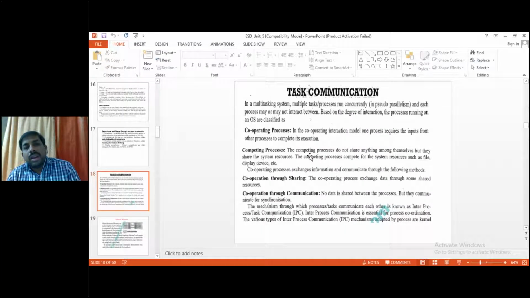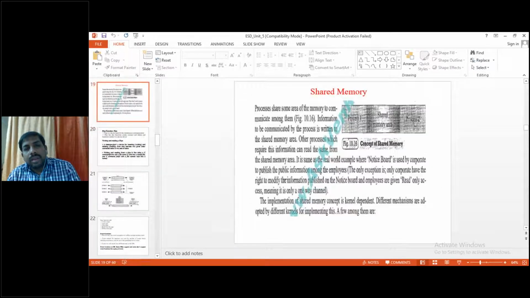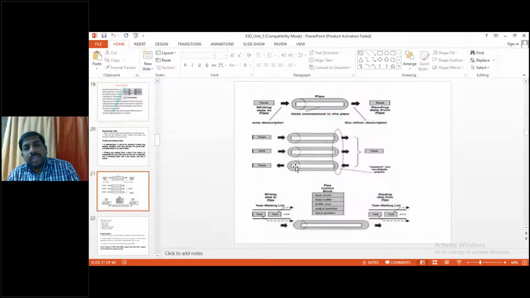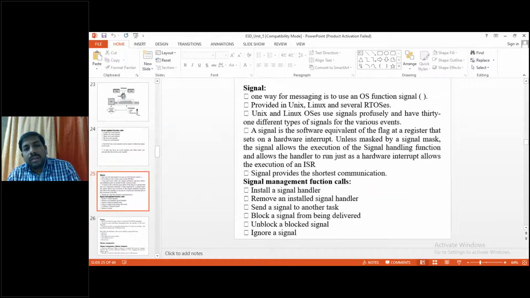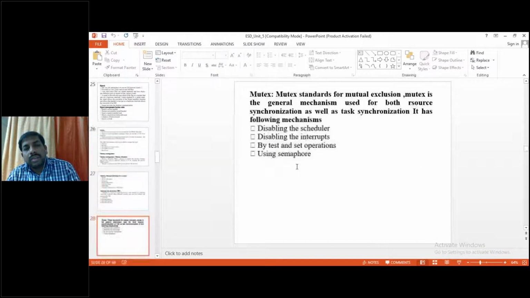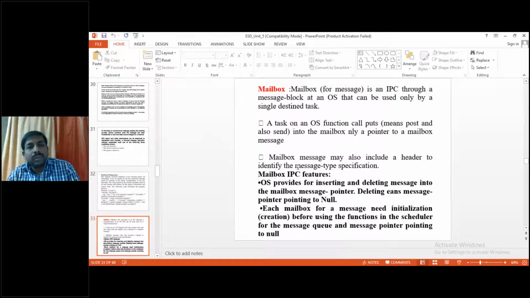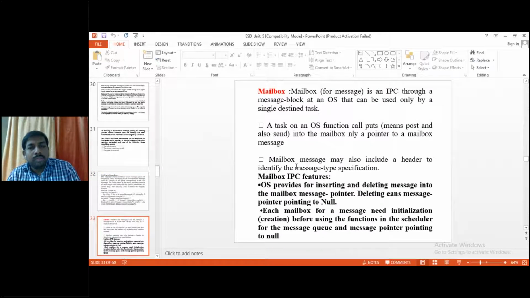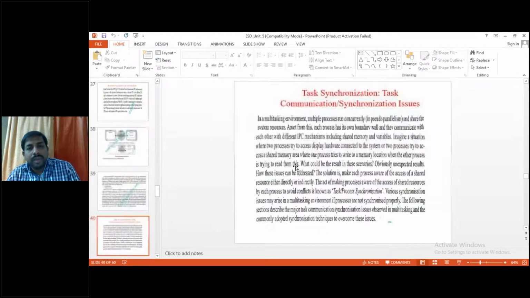Task communication will occur in two methods: cooperating process and competing process. Shared memory utilization is done by the pipe method, the signaling method, and for memory management, memory allocation. Mailbox is another method, and remote procedure call is an inter-process communication.